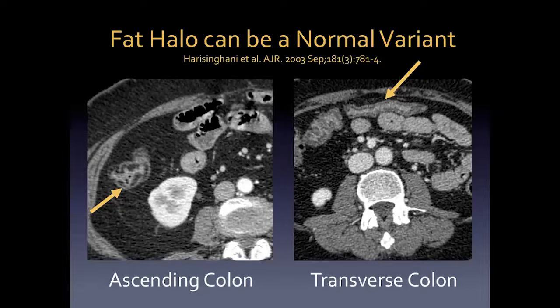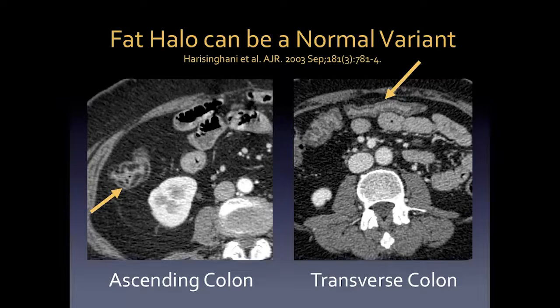Now you can see the fat halo sign in normal patients, and these are two examples of patients who did not have inflammatory bowel disease and did not have chronic inflammation, but we see that same layered appearance with fat in the bowel wall. You see this more commonly in patients who are obese compared to thinner patients, and you see it more commonly when the colon is collapsed.